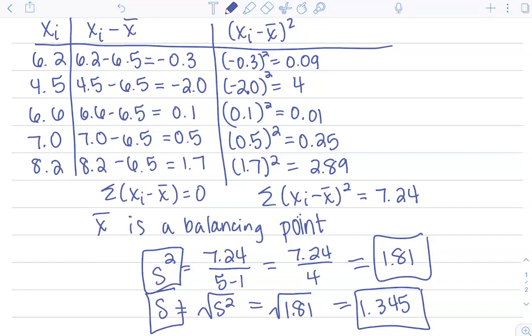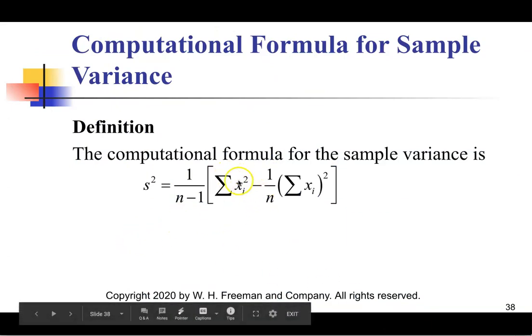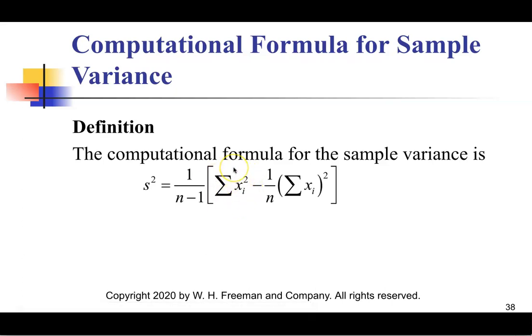So there's an easier computational formula for standard deviation. It may look a little more complicated, but it really is much simpler. So here, if you knew the sum of the x squareds, so you take each observation and square it, and add all of those up, and then you subtract 1 over the sample size times the square of the sum of the x's. That gives you this part. You divide that by n minus 1, and that will give you the variance.